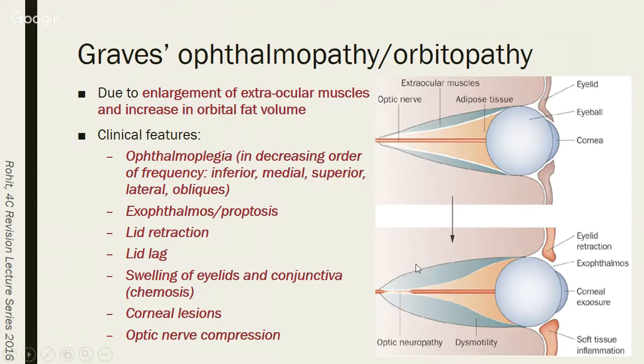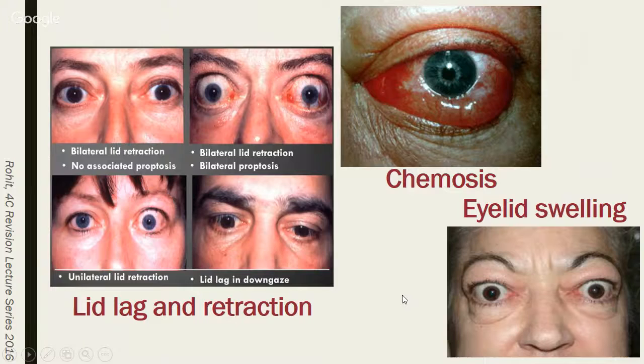The muscles become big, which means they can't work as well. But too much fat means that the eye gets pushed forward, lots of swelling everywhere, and the optic nerve gets compressed. The eye dies. So the symptoms you get are lid lag and retraction, as you know. Retraction just means that the eyelid is pushed back, as you'd imagine with someone having a massive stare. Chemosis, which is swelling of the conjunctiva, and you get swelling everywhere else as well.